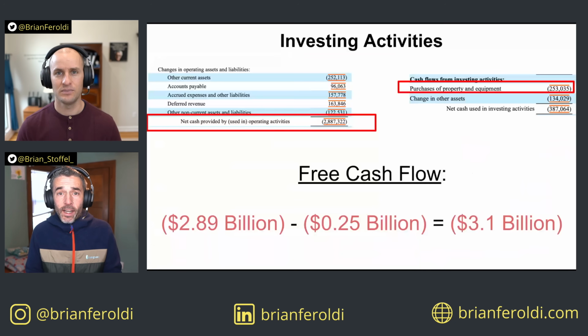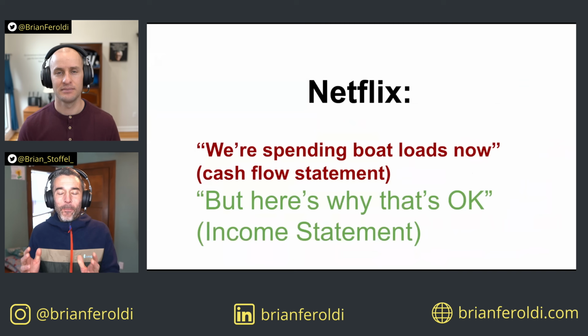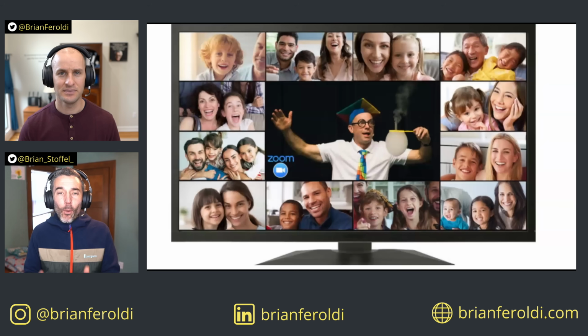So to figure out what Netflix's free cash flow was, we take that negative $2.9 billion, we subtract out about $250 million on capital expenditures, and we arrive at the figure of negative $3.1 billion. So if we were to summarize what Netflix was doing with its capital, it would be essentially saying we're spending boatloads of money right now, as shown on this cash flow statement. But here's why that's okay, which they can show on the income statement. It's important to point out that these very same dynamics can play out in the opposite direction.